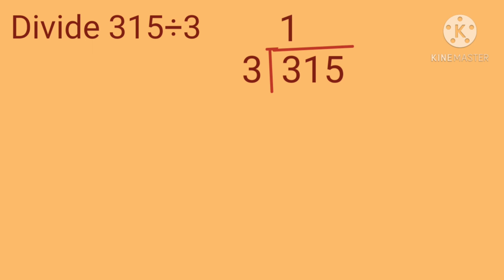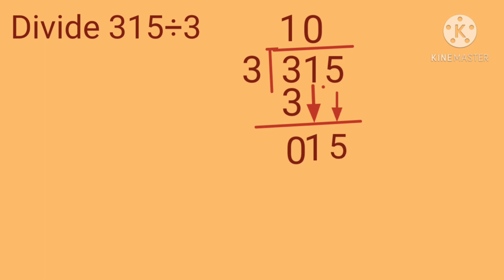Next, let us divide the number 315 by 3. 3 goes 1 time in 3. Now, subtract and you get the answer as 0. Now, bring down the next digit 1. Now, 1 is smaller than 3, isn't it? So, place a 0 in the quotient's place and then bring down the next digit 5. Now, how many times does 3 go in 15? Yes, it is 5 times. So, 3 5s are 15. Now, subtract 15 minus 15, that is equal to 0. So, the remainder is 0 and the quotient is 105.